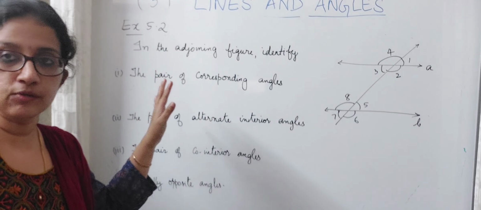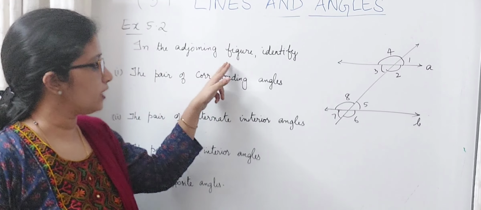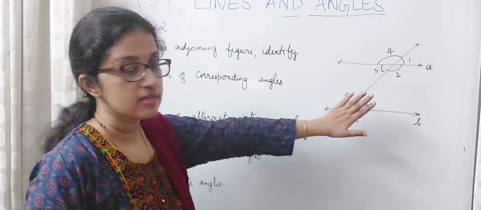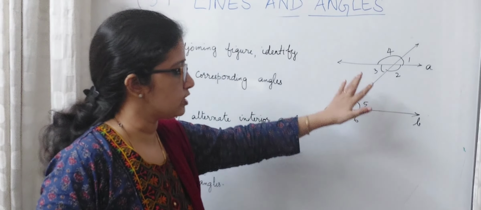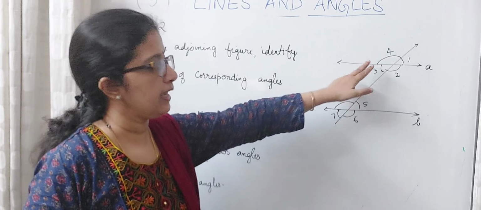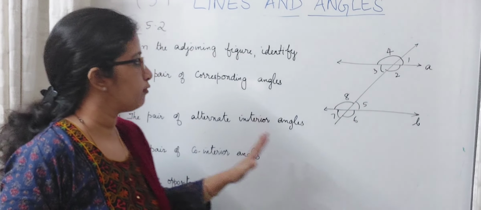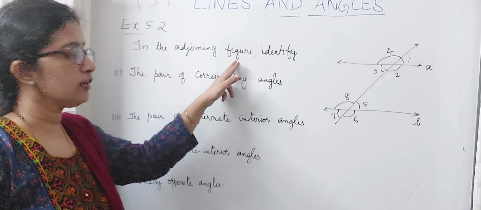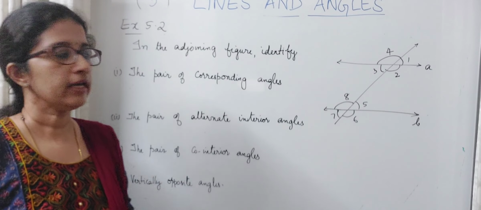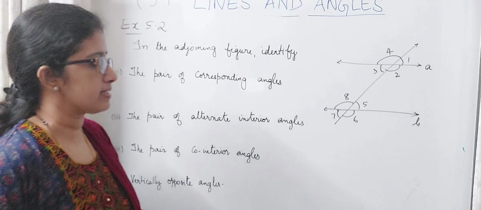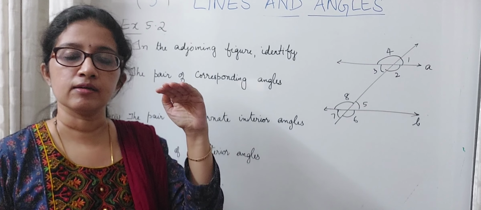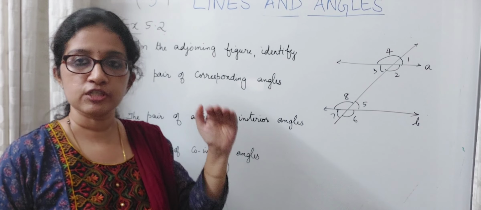Now the second question is, in the adjoining figure, identify the following. Okay, they've given a figure. Just like the previous question, there are two lines cut by a transversal and 8 angles are formed. Okay, and what is the question? In the adjoining figure, identify the pair of corresponding angles. Okay, so which are all the corresponding angles here? Corresponding angles means angles which are at the same position.